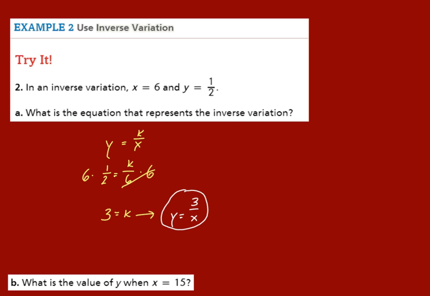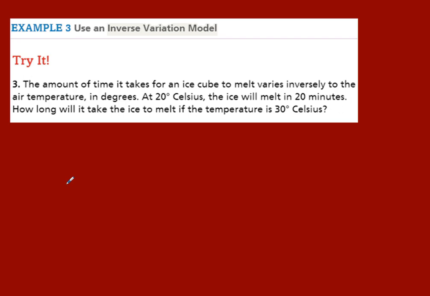Now, moving on to example 3. The amount of time it takes for an ice cube to melt varies inversely to the air temperature in degrees. So it varies inversely. So we know we have y equals k over x. We're going to use that form because it's inverse. At 20 degrees Celsius, it will melt in 20 minutes. How long will it take the ice to melt if the temperature is 30 degrees Celsius?